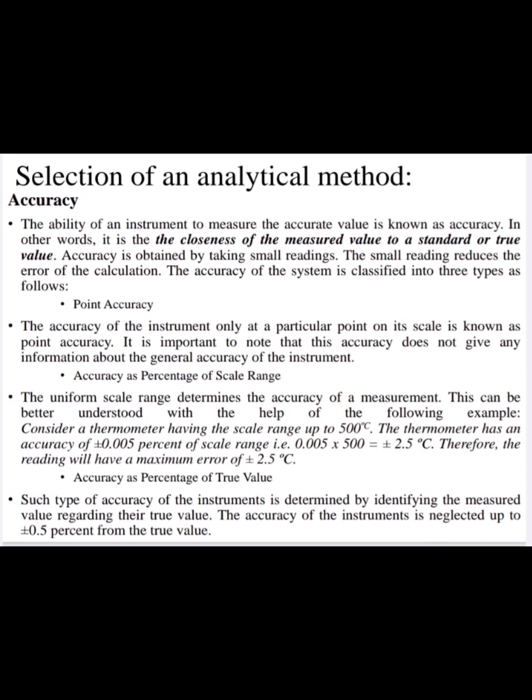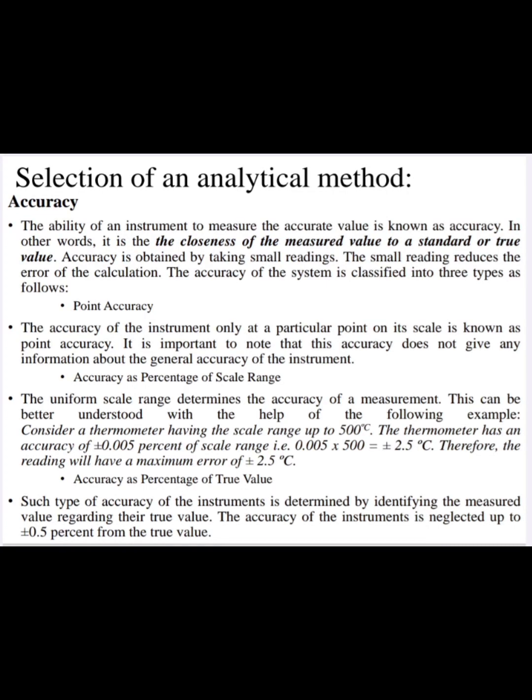So the next is selection of an analytical method. In this there are mainly two types, accuracy and precision. First we will study what accuracy is, and next we will move on to what precision is and how it is analyzed. First one is accuracy.